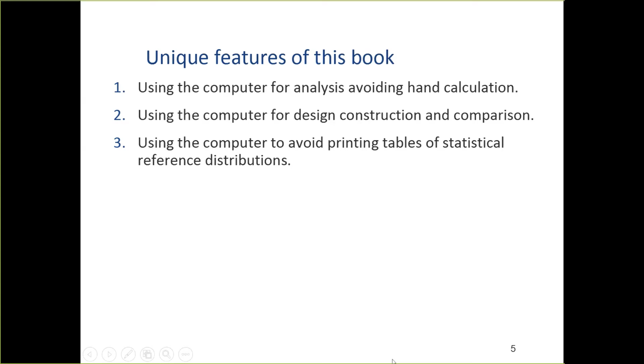We use the computer for design construction. And we can also use the computer to compare different design alternatives because there's probably more than one design that works for your problem. And it would be nice to know up front what the properties of that are before you actually run the experiment. And then finally, we can use the computer to avoid printing tables of statistical reference distributions. You don't need these tables of t and chi-square and F and everything else in order to be able to actually do the statistical testing.